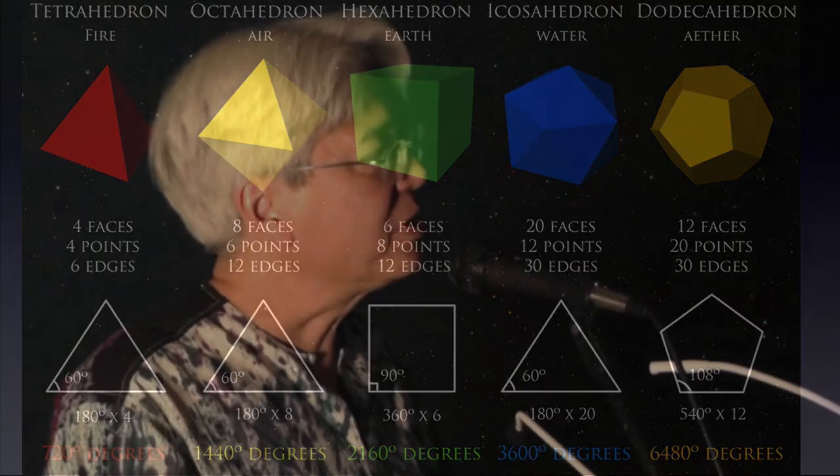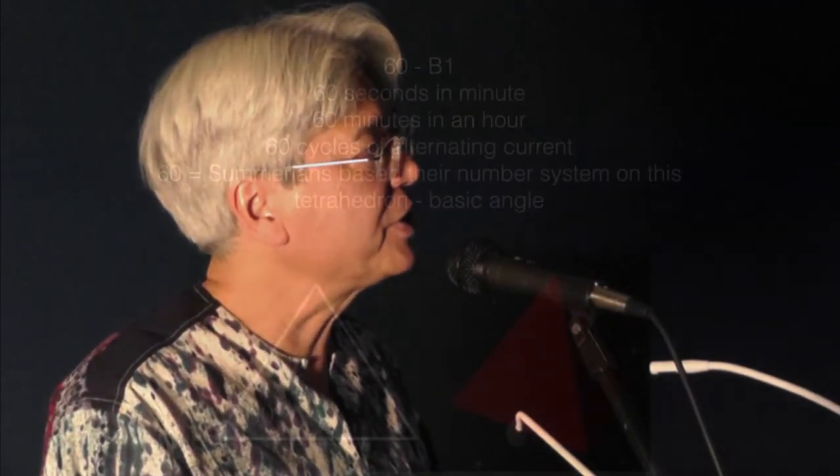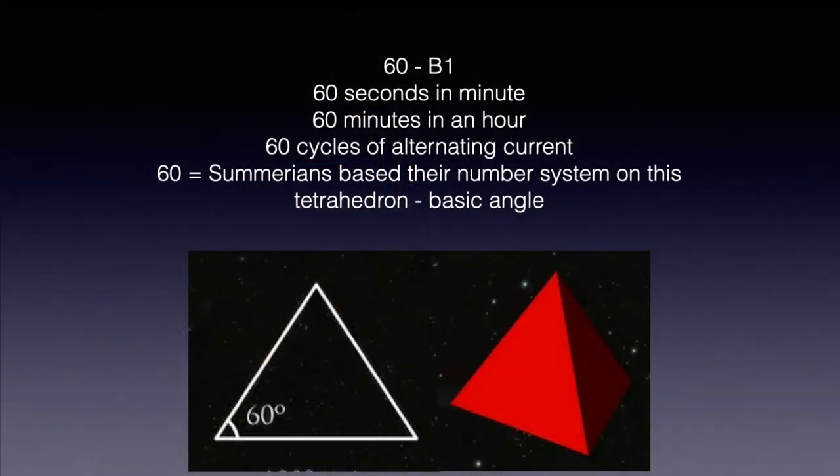Now, this is what we call the cosmic equivalence. So we have 60, which is a B1, and you'll notice that there are 60 seconds in a minute, 60 minutes in an hour. Our electrical systems that surround us are 60 cycles. It's cycling at 60 cycles a second in any of the alternating current systems that we have. And 60 is the base that Sumerians used for their numerological system. So 60 is very important. It's a very ancient number, and people knew that it was very important many, many years ago. This was 5,000 years ago that the Sumerians used 60 as their base.